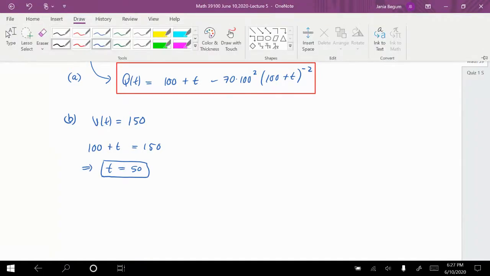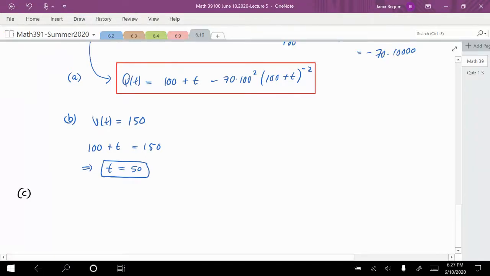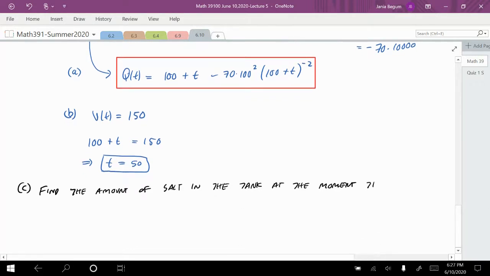Now, I'm going to add another part to this question. Let's call this part C. Let's find the amount of salt in the tank at the moment the tank starts to overflow. Okay, so how do you think you're going to answer this part of the question?